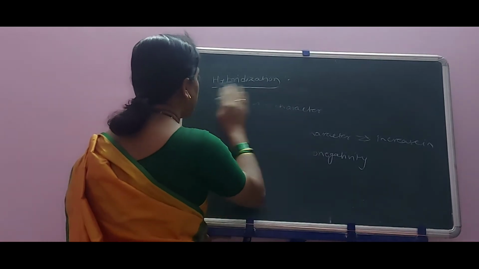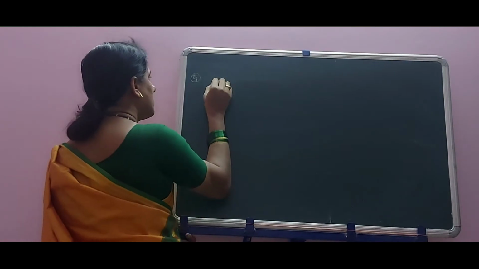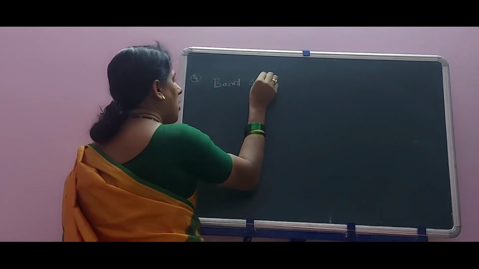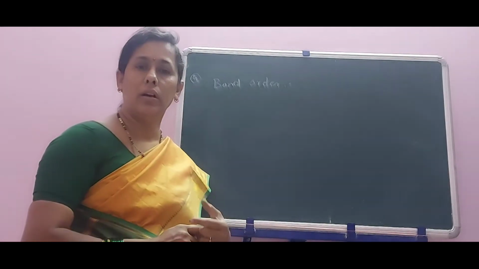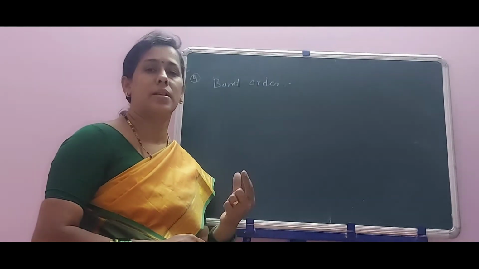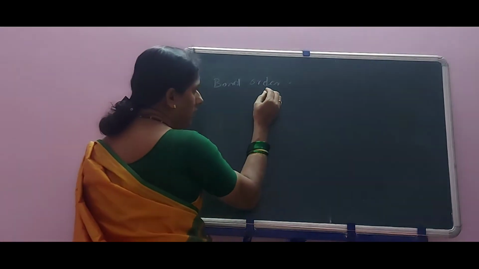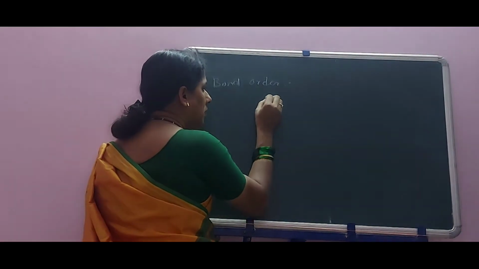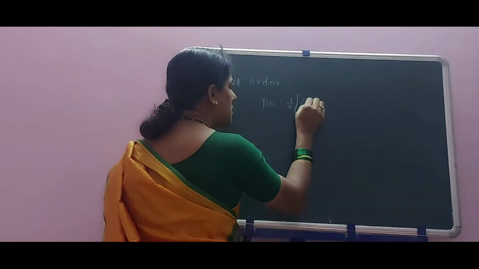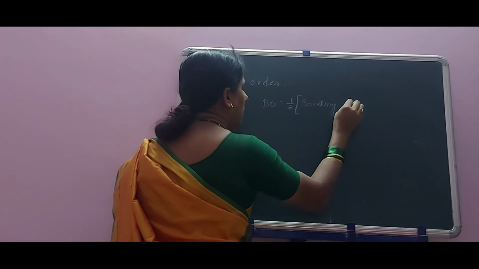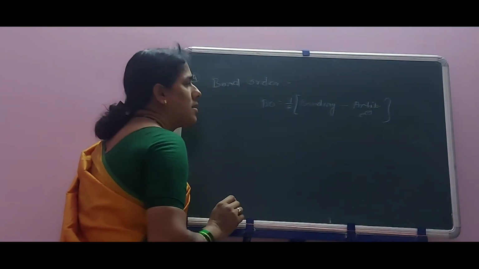Now, the next point is the bond order. You already know how to calculate the bond order: the number of bonds present between two atoms in a molecule is called the bond order. We define it as BO equals 1/2 times the number of bonding electrons minus the number of anti-bonding electrons. This is called the bond order.